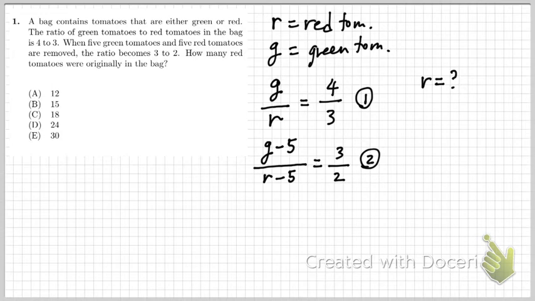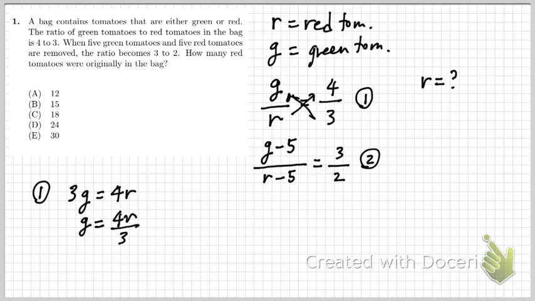So how do I solve this? Well, it's simple. 2 equations, 2 variables. I'm going to work with equation number 1 first. I'm going to do cross multiplication. So 3 times G is equal to 4R. And I'm just going to move the 3 to the other side. So G is equal to 4R over 3. So I've rearranged it.